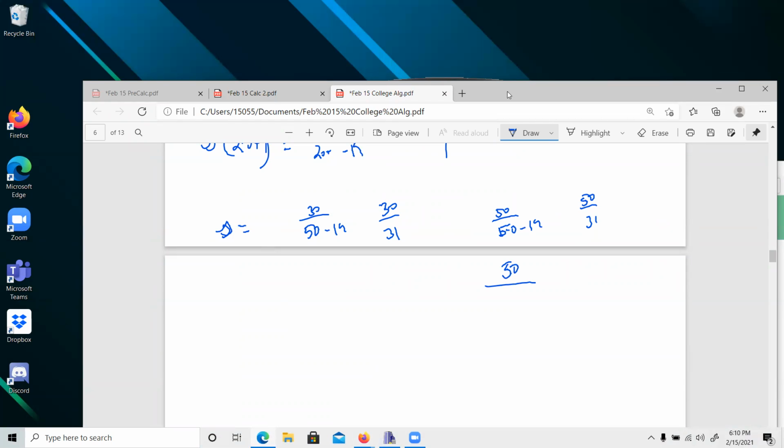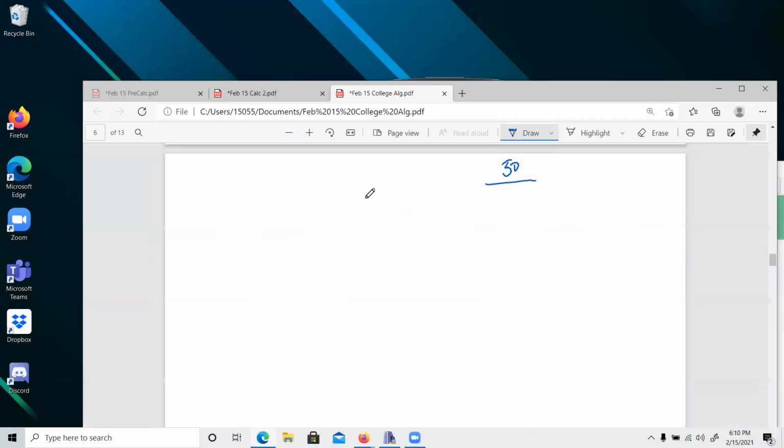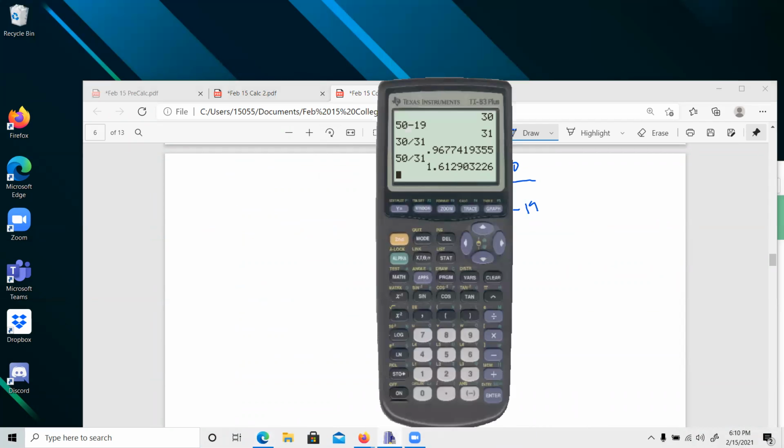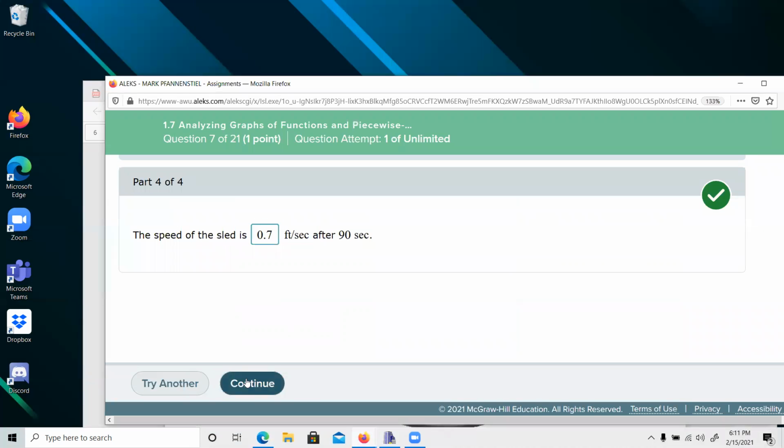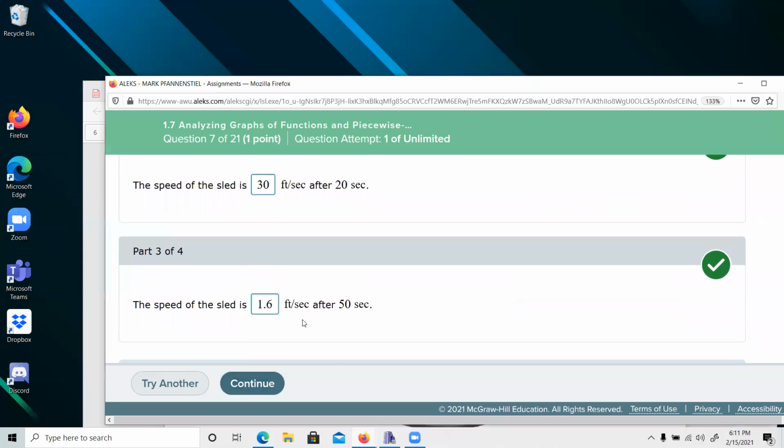So 50, and what do we have over here? We have 90 minus 19. 90 minus, oops, 90 minus 19. 0.7. Okay. All right. Okay, but that's pretty much what you do for a piecewise function.